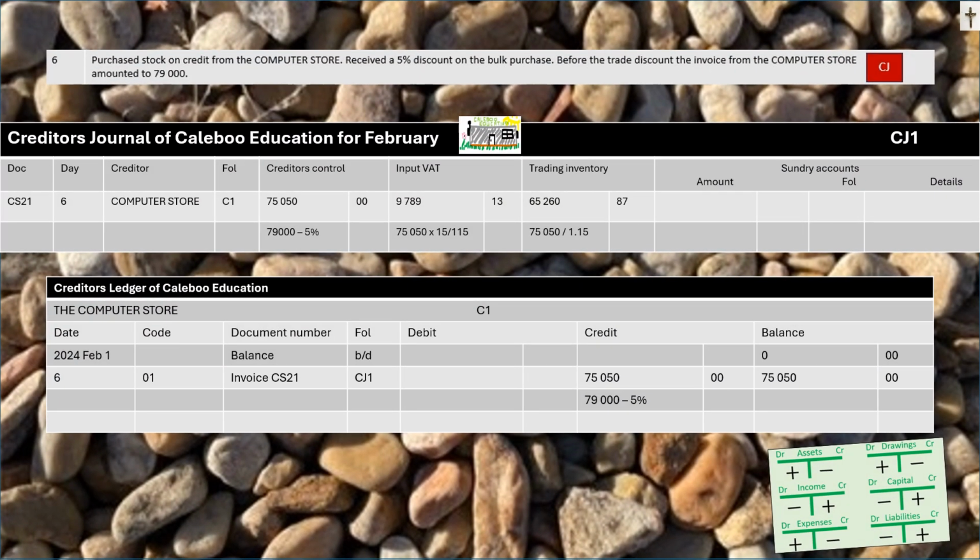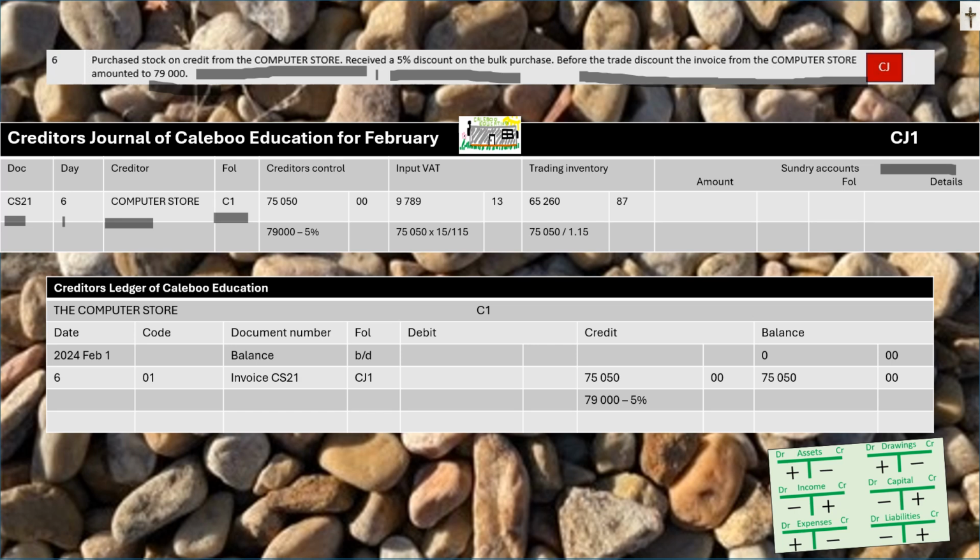So on the 6th of February, we, Calibre Education, purchased stock on credit from the computer store. We received 5% discount. Before the trade discount, the invoice amount was $79,000. Now when we make a purchase on credit, it gets recorded in the creditor's journal. The document number was CS21. The day was the 6th. Who is the creditor? The computer store.